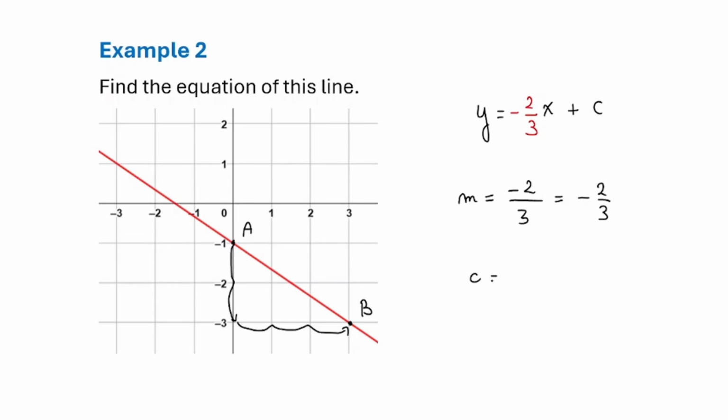Next, we look at the y-intercept. The line crosses the y-axis at negative 1. So the equation is y = -2/3 x - 1.